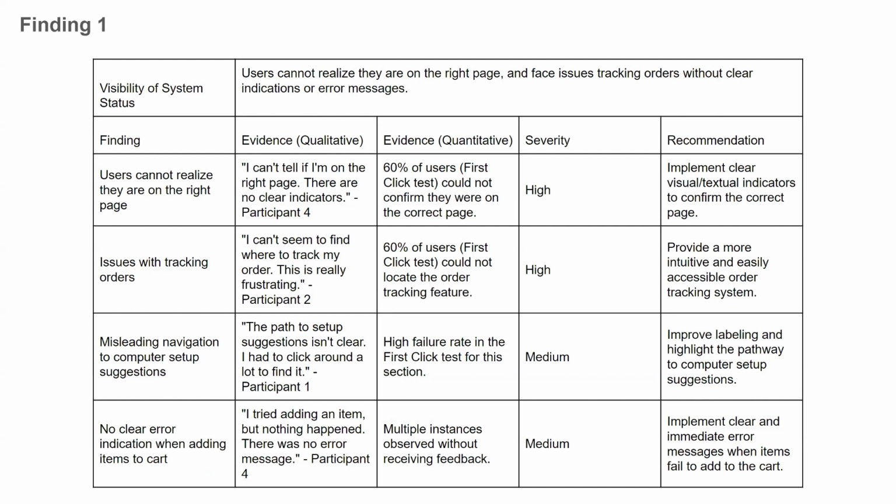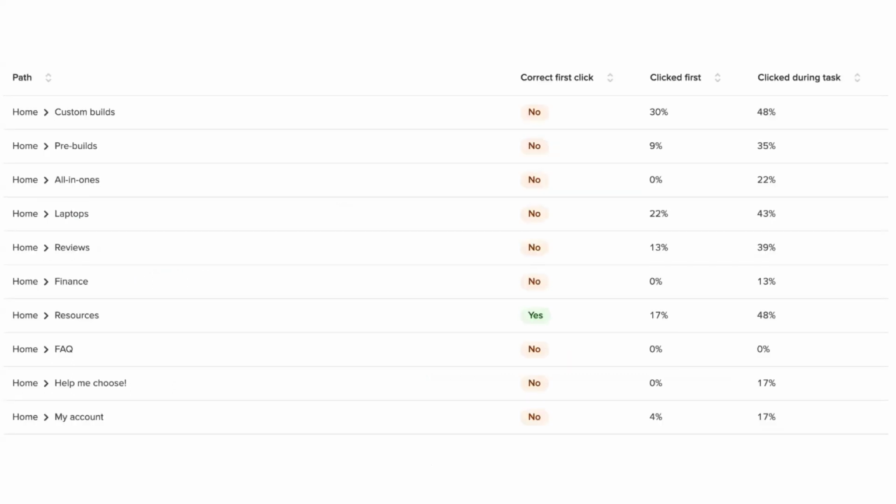Users often couldn't confirm if they were on the correct page and had problems tracking orders. 60% of users failed to identify their page correctly. Recommendations include adding clear visual indicators and improving order tracking features. These are the results of our tree-check tests. Most participants failed to navigate to the correct sections, highlighting significant navigation issues and the need for clear indicators.